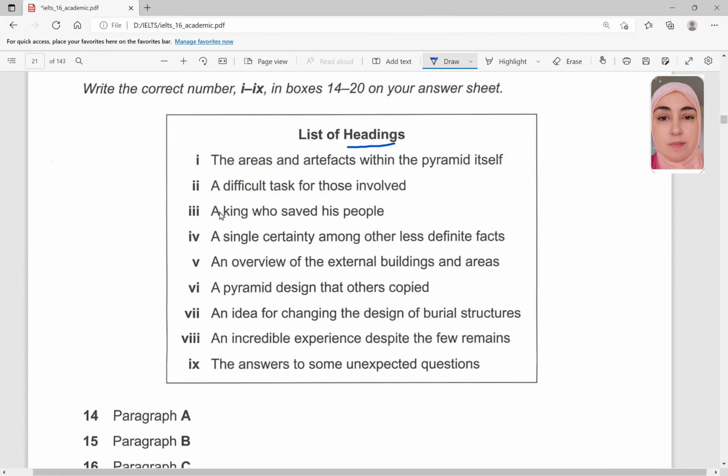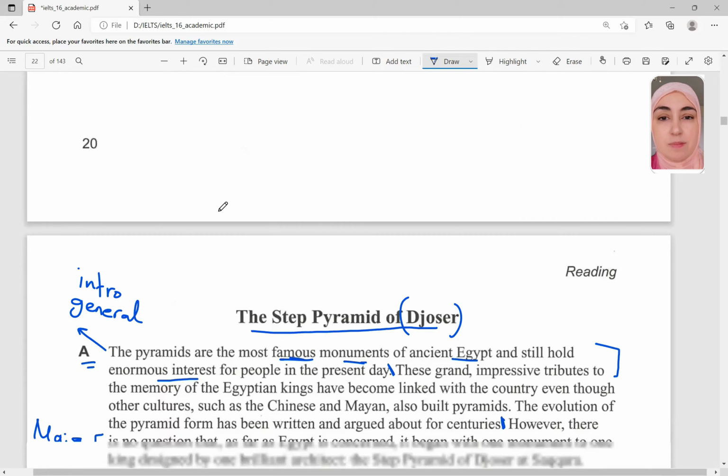So since I read it now here, I'm going to look for something that has a similar meaning. The areas and artifacts within the pyramid itself, they didn't talk about that. Not yet, at least. A difficult task for those involved. Not really. A king who saved his people. They didn't mention anything about that. Let's see this one now. A single certainty among other less definite facts. Okay, single certainty among less definite facts. This reminds me of something.